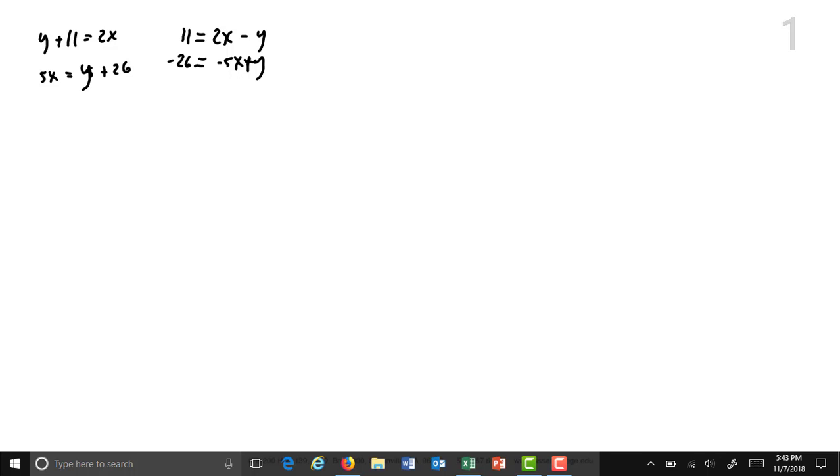Actually, let me write it like this. I'm going to flip it around so it looks like 2x minus y equals 11. And over here, this one is going to be minus 5x plus y equals minus 26.